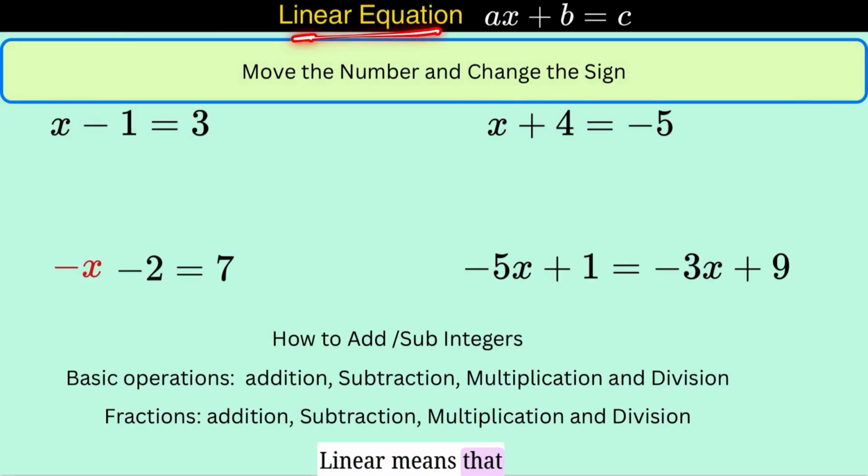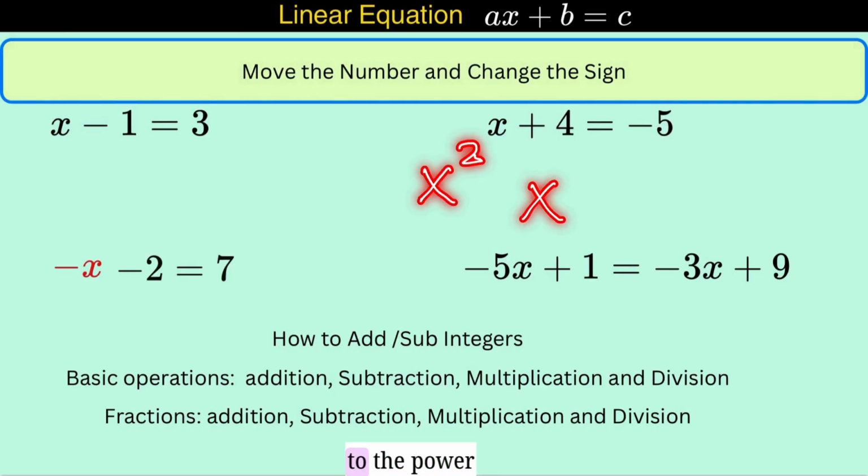Linear means that the x has a power of 1, or we call it first degree. See this x in here? Usually it has a 1, but we don't write it. All these x's have 1 on top, but we don't write it. That's why we call it linear or first degree. If you have, for example, 2 in here, or second degree, we call it quadratic. If you have x to the power of 3, or third degree, we call it a cubic equation, etc.